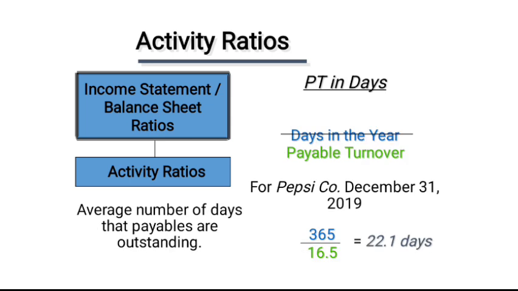To find out payable turnover in days, again, why are we finding this out? We are finding it out to calculate the average number of days that payables are outstanding: days in year divided by payable turnover. For Pepsi Cola on December 31st, 2019, we divide days in year by 16.5, as we calculated in the last slide of the payable turnover. So we get 22.1 days. It means Pepsi Cola is ready to pay its accounts payable to the suppliers in 22.1 days.